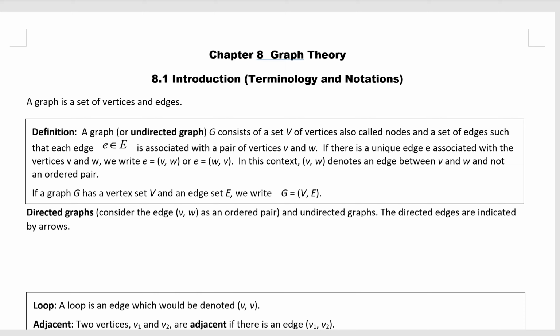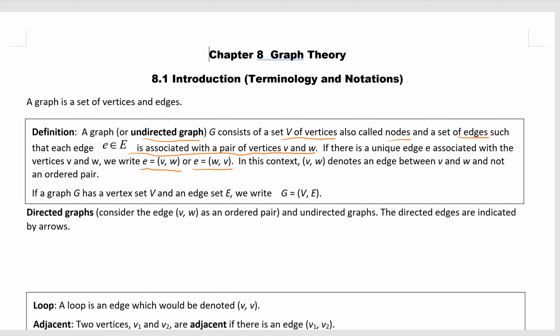Definition: a graph or directed graph G consists of a set V of vertices, also called nodes, and a set of edges such that each edge is associated with a pair of vertices V and W. If there is a unique edge E associated with the vertices V and W, we write E equals (V, W), or we can write E equals (W, V). In this context, (V, W) denotes an edge between V and W.